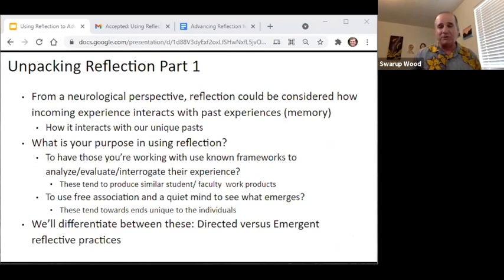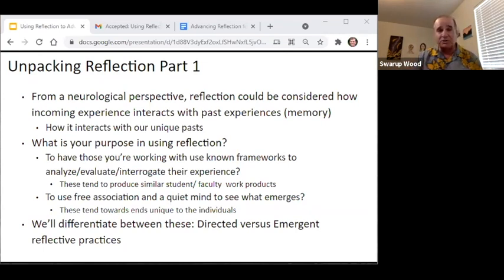If you think about reflection from a neurological perspective, it's really considering how incoming experience, that's what you're having now, interacts with past experience that's held in memory. And so it's interacting, for all the people on the call, with our unique pasts, right? It's engaging you differently, it's engaging you emotionally differently. And so one of the things that Dan and I would really encourage you to do is consider your purpose in using reflection. Is our purpose to have your students or faculty use and apply frameworks that they already know?